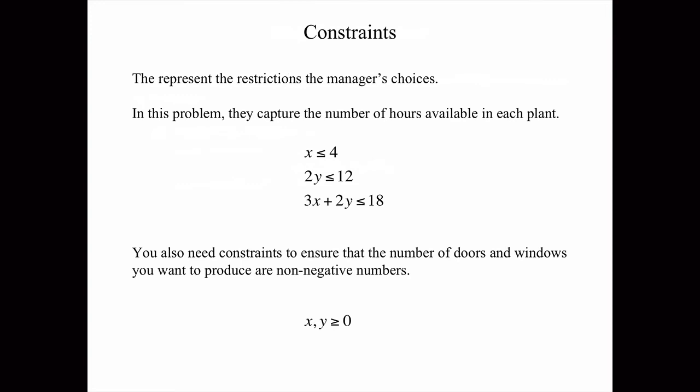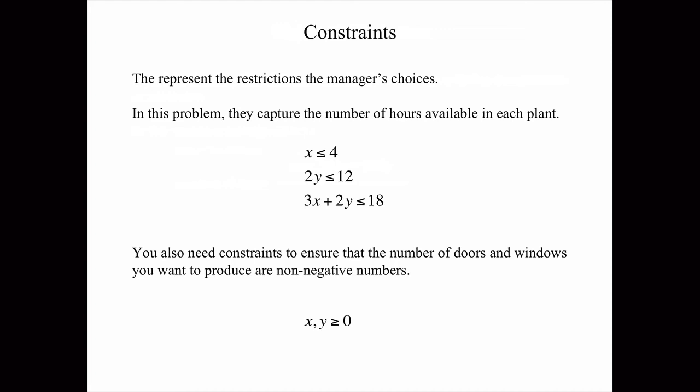The last part of the model are the constraints. The constraints represent what are the restrictions on the manager's choice. In this particular problem, the restrictions are given by the plants. The manager can't produce as many doors as windows as he or she wants, but he or she can only produce according to the plant hours available. In particular, the number of doors that can be produced is at most 4, because each door takes 1 hour in plant 1, and there are 4 hours available of capacity in plant 1.